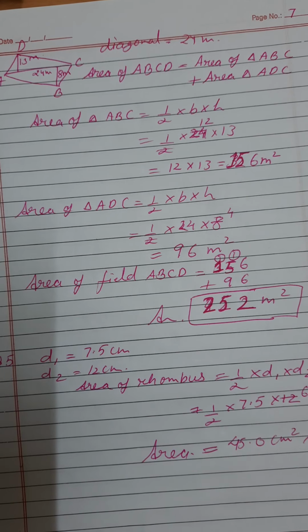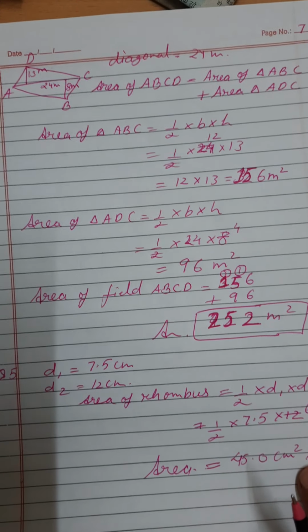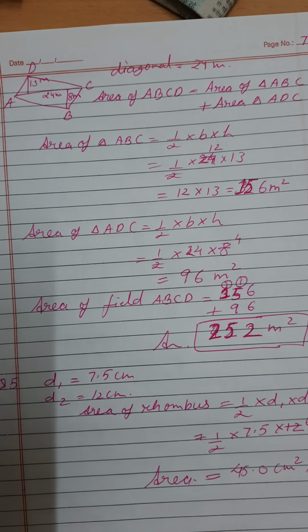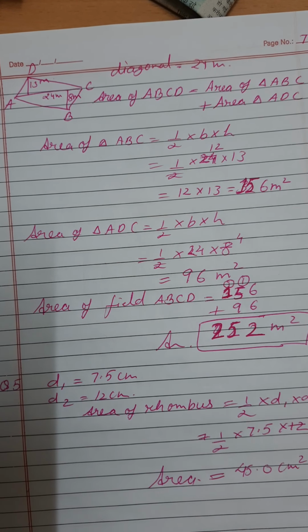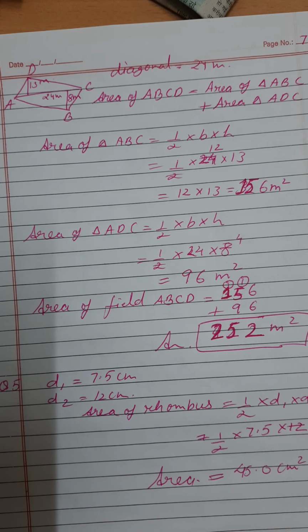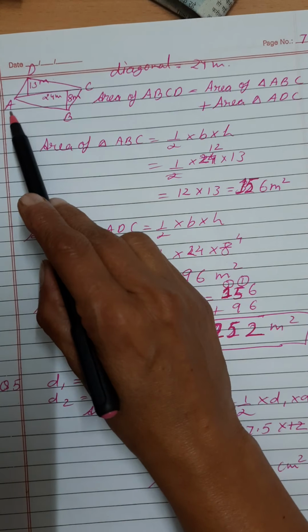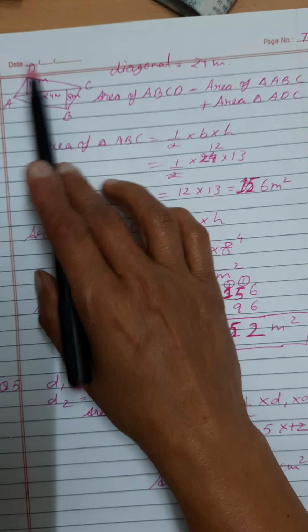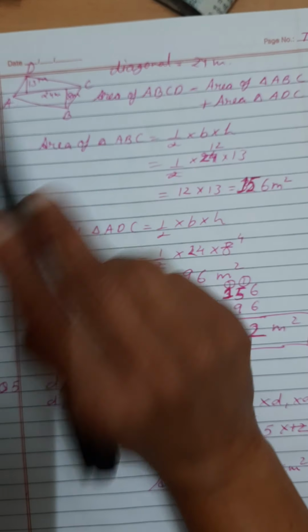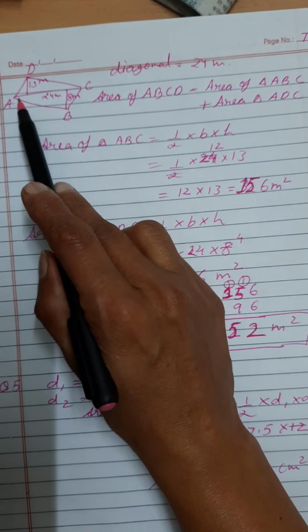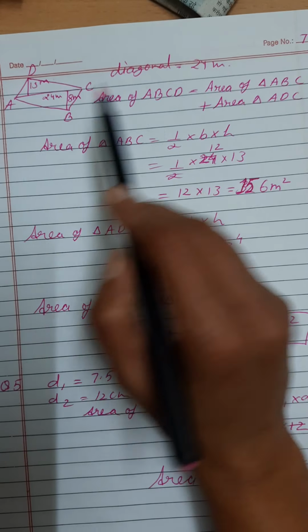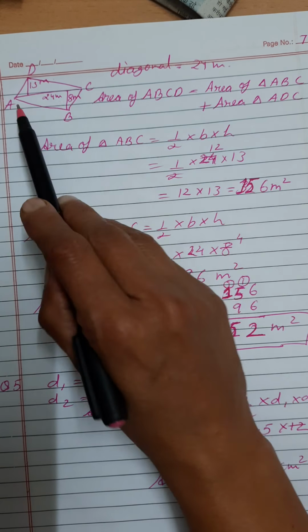Now, let us move to question number 4, which is given on page number 178. It's given that the diagonal of a quadrilateral-shaped field is 24 meter and the perpendiculars dropped on it from the remaining opposite vertices are 8 meter and 13 meter. Find the area of the field. This quadrilateral ABCD is given, AC is the diagonal, and these are the heights on the diagonal from the vertices. So the diagonal is equal to 24 meter.